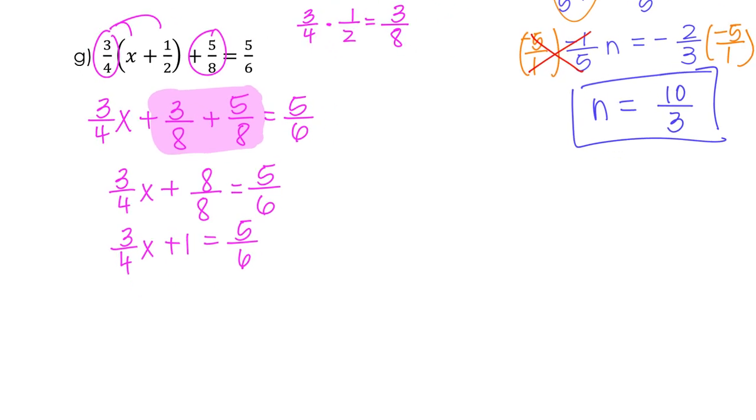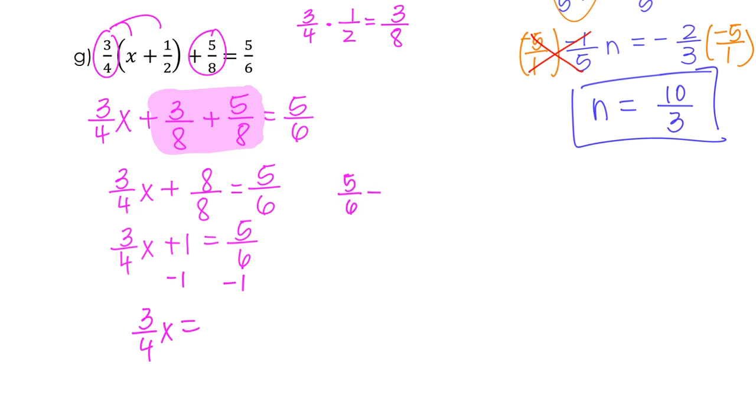Okay, keep going. I need to move the 1. How do I move the 1? Subtract. Now, I could have left it as 8 over 8, but I think it's easier to find a common denominator with a 1 than to find a common denominator between 8 and 6. Because that's going to be like, well, it's not that bad. It's like 24, but still, it's easier to do the 1.